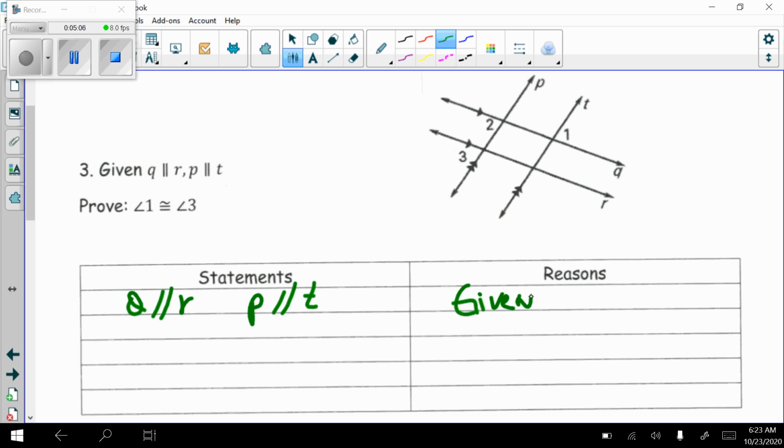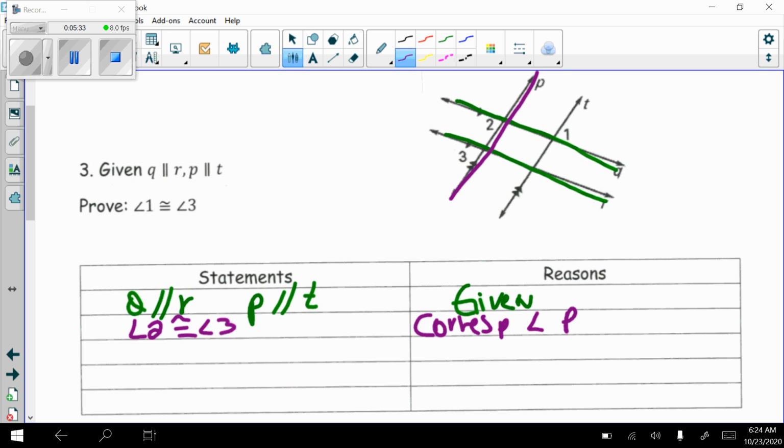They want me to prove angle 1 congruent to angle 3. So if I start with Q parallel to R, then that makes P the transversal I'm looking at. On transversal P, I see that angle 2 and angle 3 are corresponding, so I could say that they are congruent to each other. So angle 2 congruent to angle 3 by the corresponding angle postulate. So that got us angle 3 into our proof.